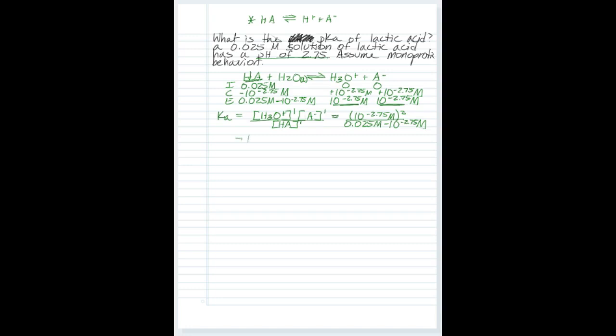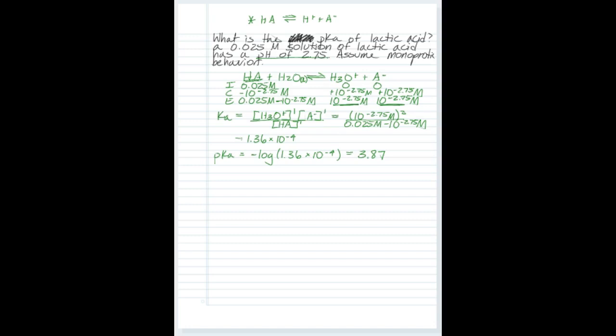That ends up being 1.36 times 10 to the negative 4th. And remember, our Ks don't have units. Then all I have to do is take the negative log of that to get my pKa. And that ends up equaling 3.87. So the pKa is below 7, meaning it acts as a weak acid, which is consistent with what we know about this. It's lactic acid. It's named as an acid.